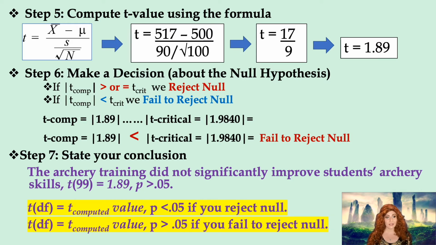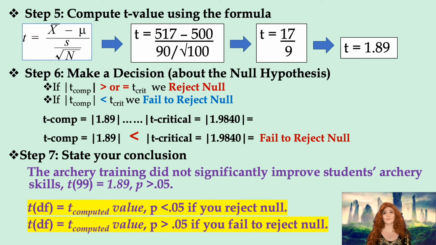So in this case, we're going to say T. In parentheses, you're going to put the degrees of freedom. In this case, we had 99. After the degrees of freedom, you're going to put an equal sign. Following the equal sign, you're going to put the t computed value. If you look up here at the top of the slide, we can see that the t computed value is 1.89. So we have t, parentheses, degrees of freedom of 99, is equal to the t computed value of 1.89.